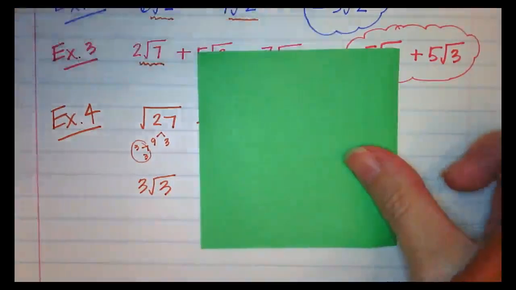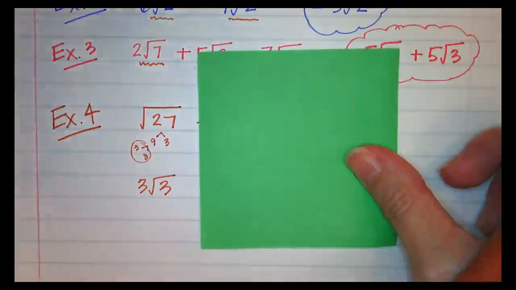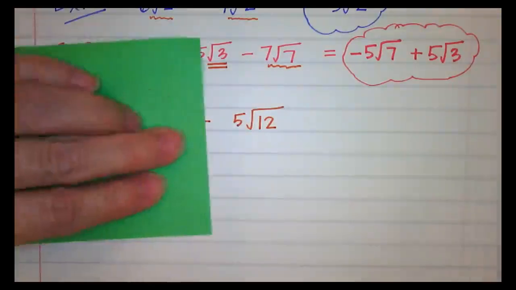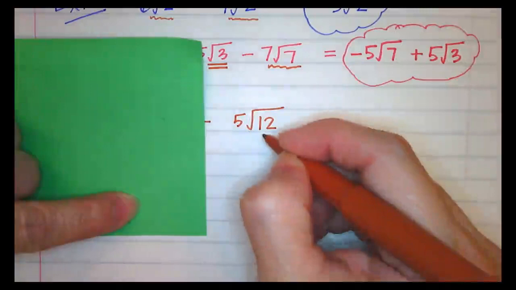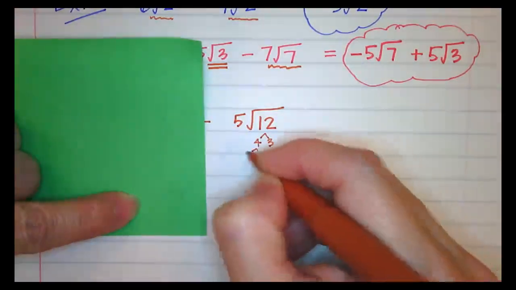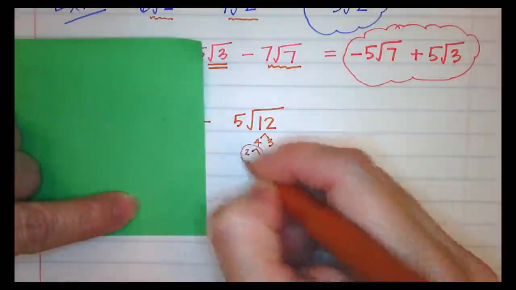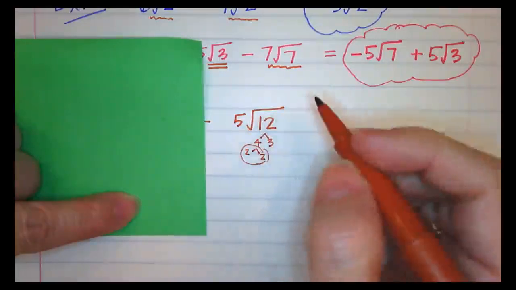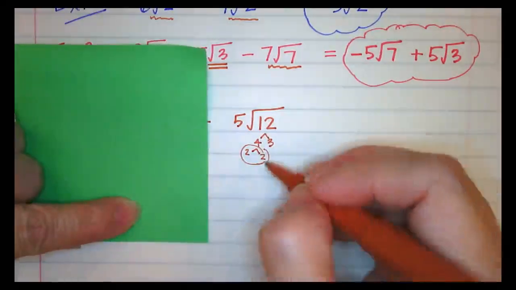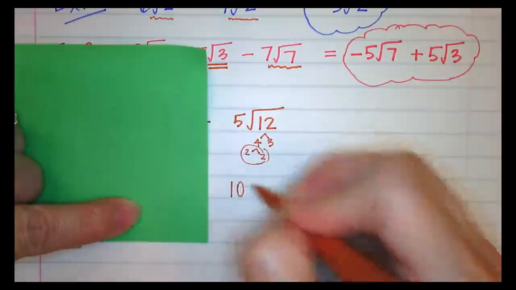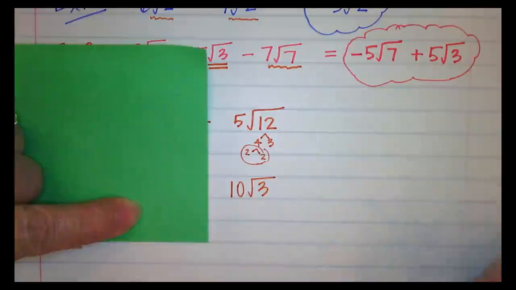Now keep in mind, in these videos, if I'm going too fast, you can pause it, catch up, and then start playing again. Okay, now we'll go to this side. 12, I know I can break that down to be 4 and 3, and then I know 4 is going to be a pair of 2's. So if I simplify this one, this one is going to take out a 2. There's already a 5. So this is going to become 10 root 3.